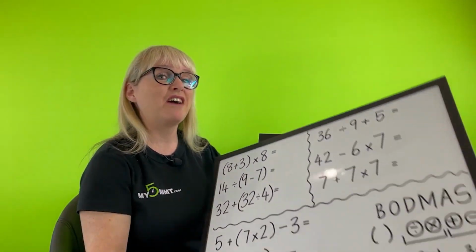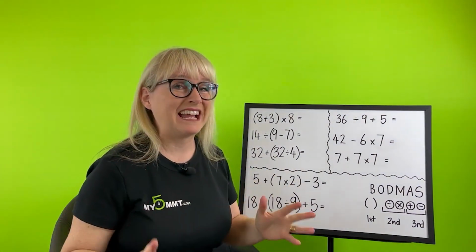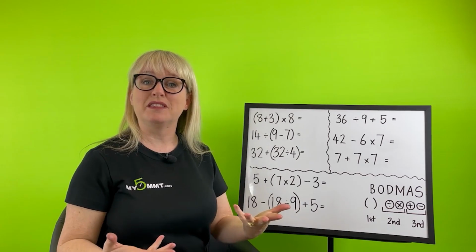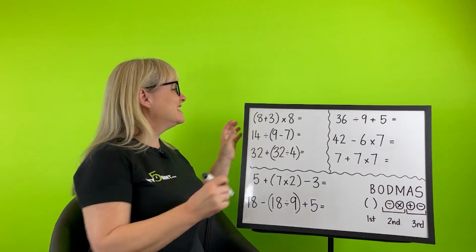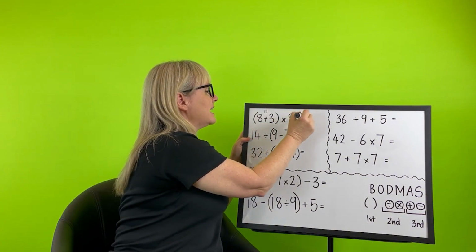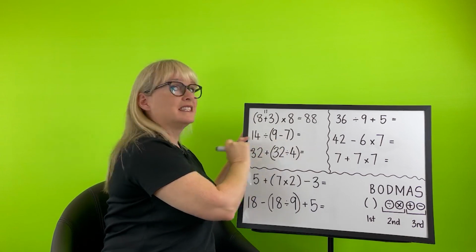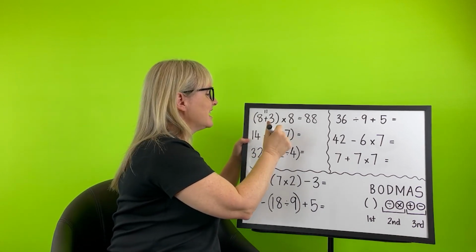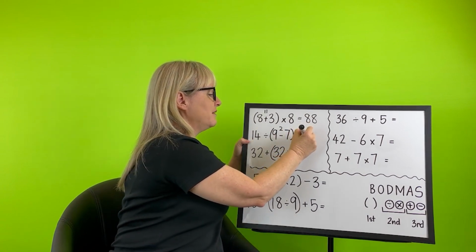If they're not there, we don't waste time by putting brackets in around addition and subtraction. We put them in around multiplication and division, and that's going to be the first place that we go to. So here I've got brackets. 8 and 3 is 11, times 8, 88. 14 divided by, there's the brackets, go there first. 9 take away 7 is 2. 14 divided by 2 is 7.